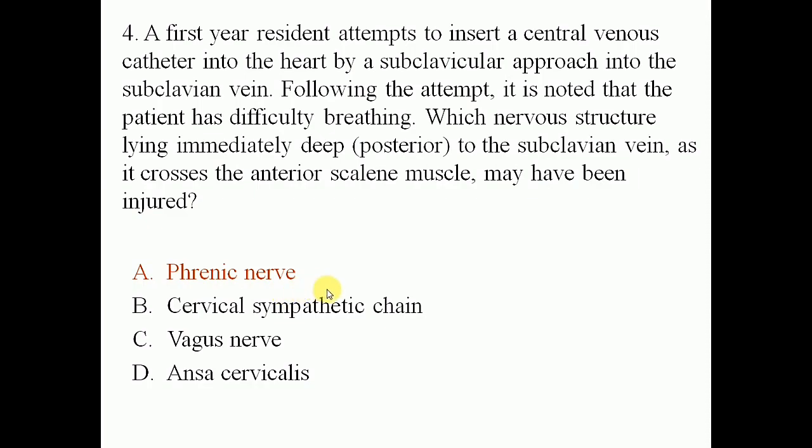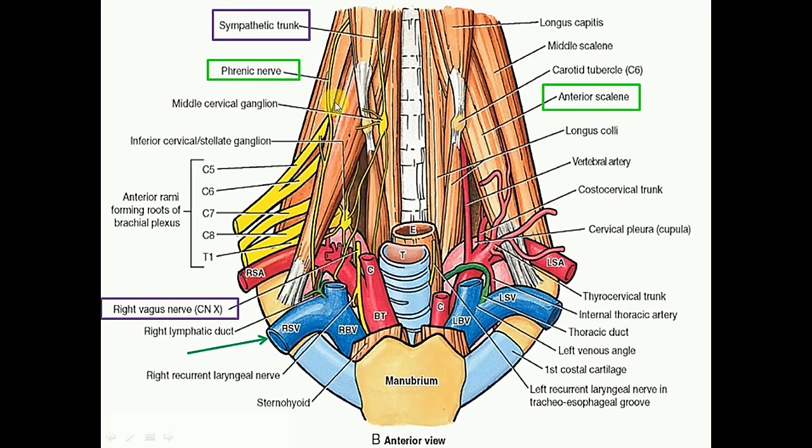Phrenic nerve. So from the figure here we can see the relation of the phrenic nerve with the anterior scalene muscle and the subclavian vessels. The phrenic nerve here runs down superficial to anterior scalene muscle, and as it runs down, it runs in front of subclavian artery and posterior to the subclavian vein. So because of the close proximity of the phrenic nerve with subclavian vein, this is the most likely nerve to be irritated or injured, leading to difficulty breathing, because the phrenic nerve eventually supplies the diaphragm.